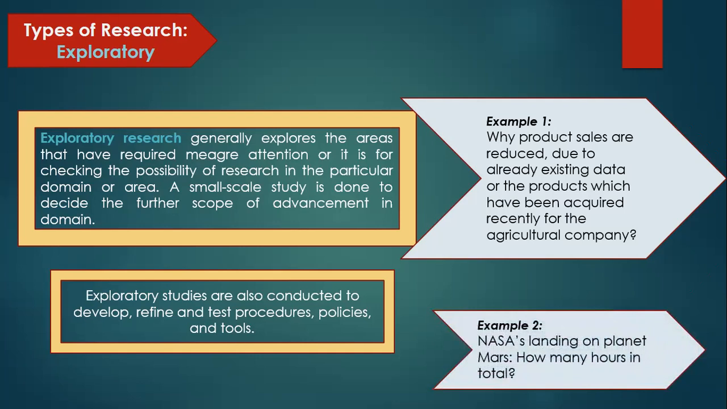Another example, NASA's landing on planet Mars. How many hours in total? Okay, so how many hours? So maybe and then you explore. Then NASA or the astronomical services conducted research on landing on Mars, and then they found that okay, they may require 20 days, 100 days before landing on Mars at this speed. Okay. It's exploratory research.